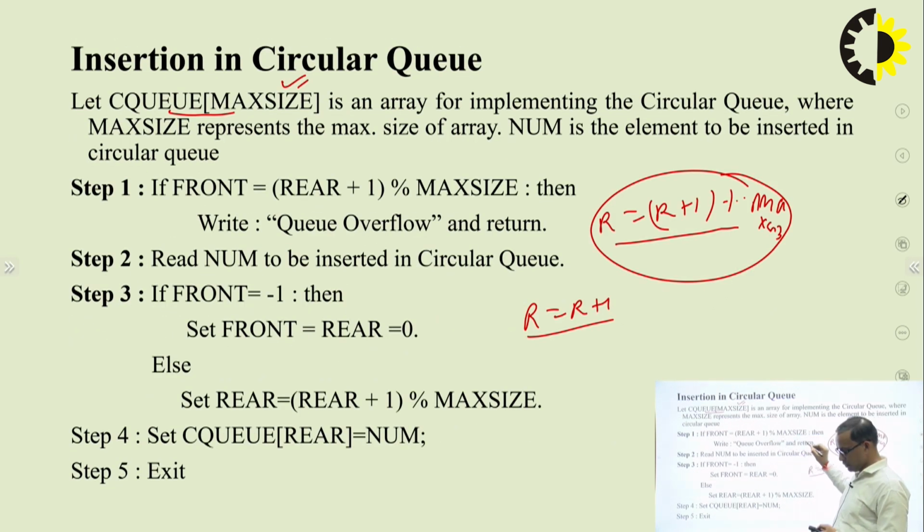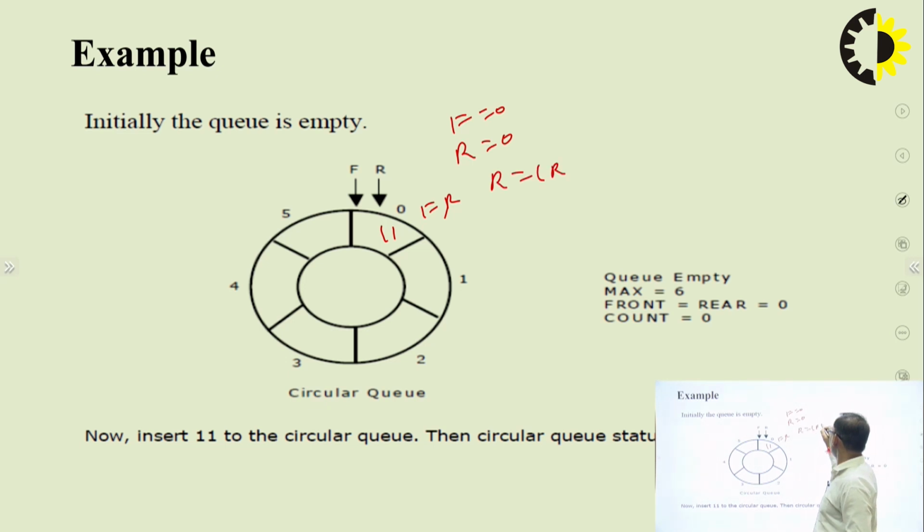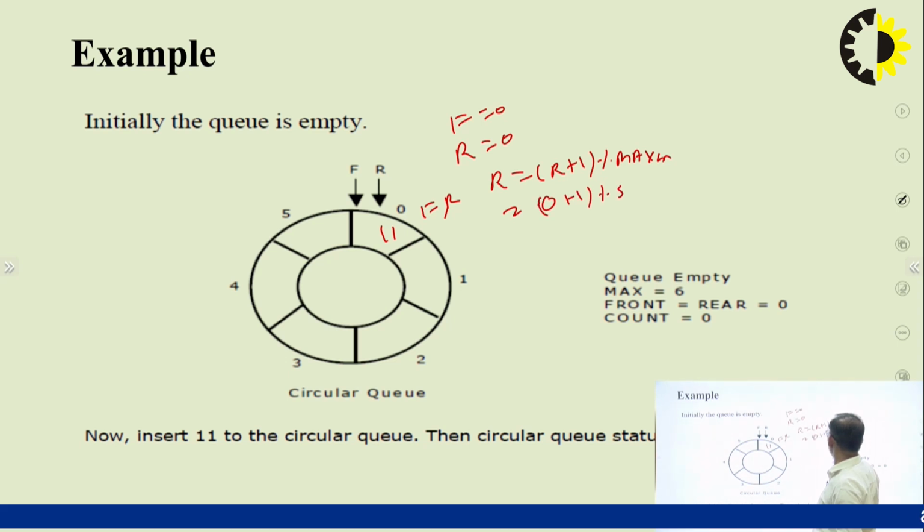We can simply perform this operation: rear is equal to (rear plus 1) modulus max size. Or initially, when we are going to insert the first element in the queue, we will set front is equal to 0 and rear is equal to 0. So we have inserted the first element. Now in order to insert the next element, this is front and this is rear. We will use rear is equal to (rear plus 1) modulus max size. So rear is equal to (0 plus 1) modulus 5, which gives 1. So the next value of rear will be 1. It means the next element will be inserted here.